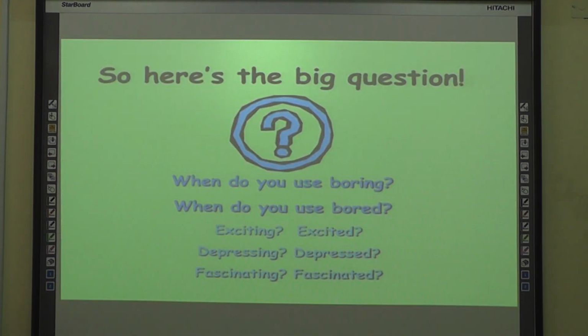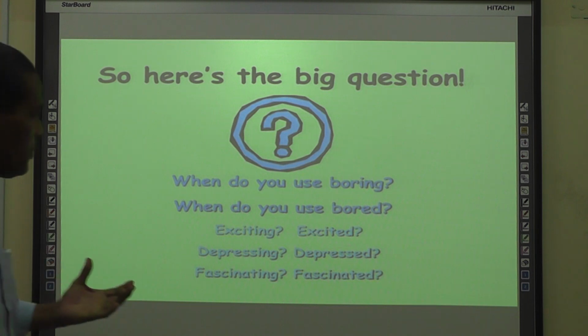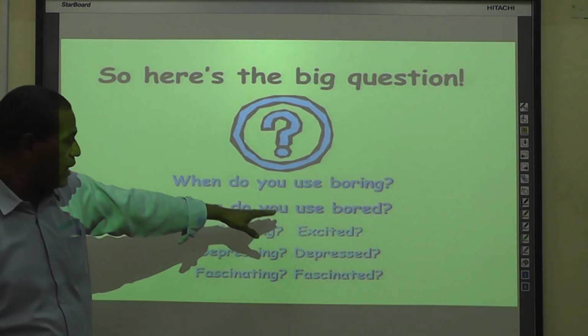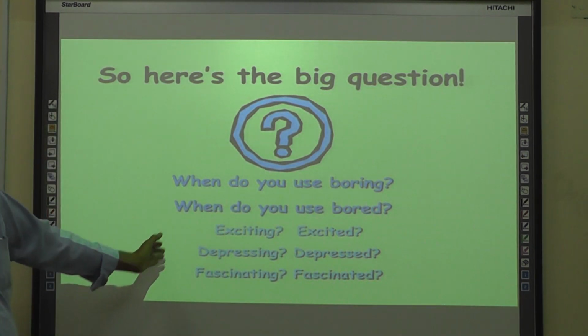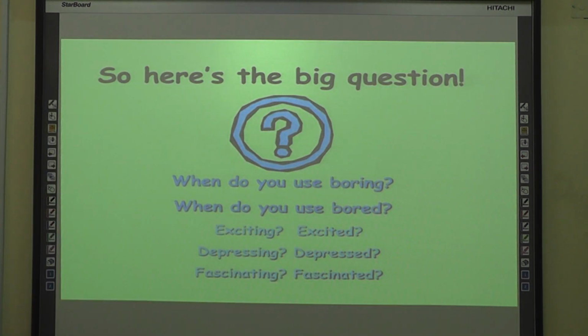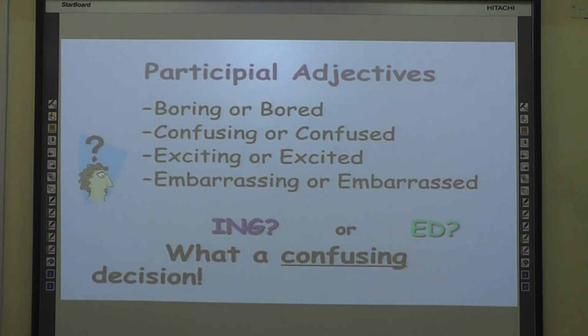And here is the big question. When do you use boring? When do you use bored? When do you use exciting or excited? Depressing or depressed? Fascinating or fascinated? Which one to use and when to use? To answer the question, look at this. Participle adjectives, boring or bored, confusing or confused, exciting or excited, embarrassing or embarrassed, ing or ed.